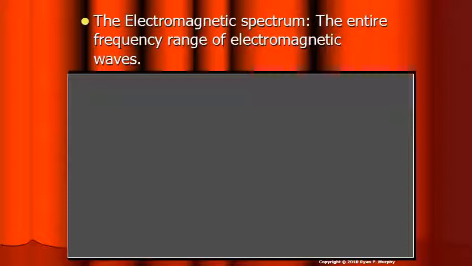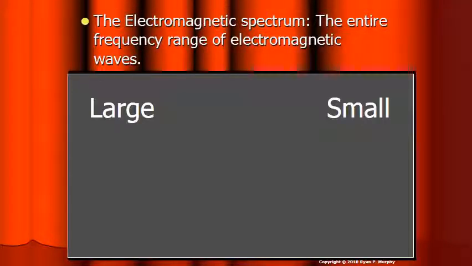All right, so the electromagnetic spectrum is the entire frequency range of electromagnetic waves, and you should know what that word frequency means at this point. But what exactly do we mean by electromagnetic waves? Well, you can see the parts in that word: electric and magnetic. So electromagnetic waves actually have part of them that is electric, and part of it is magnetic.